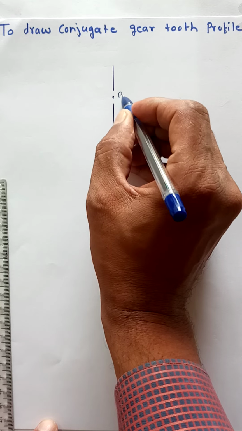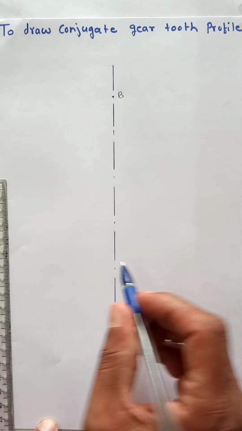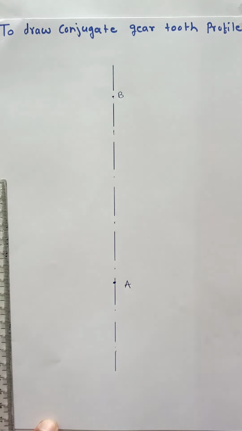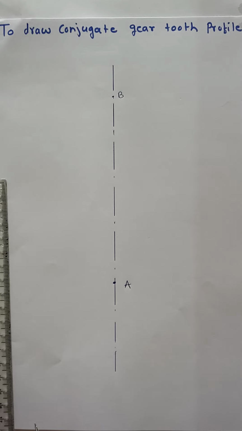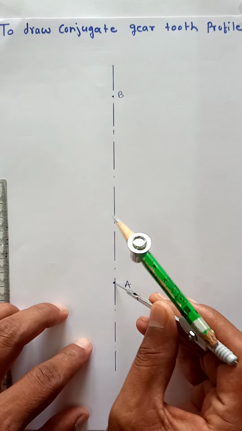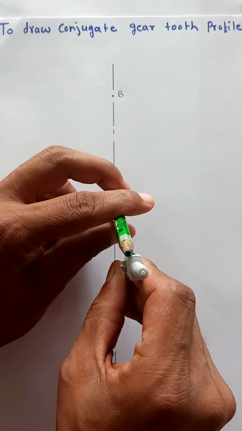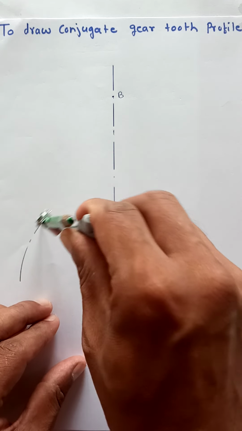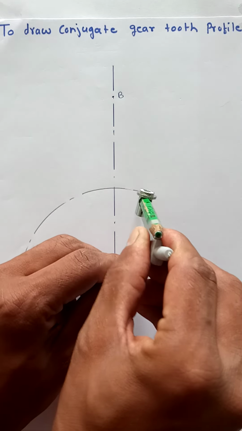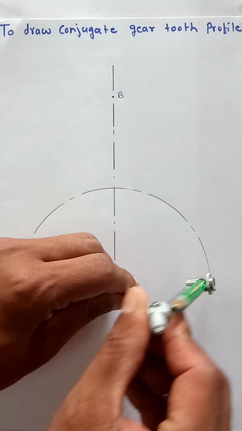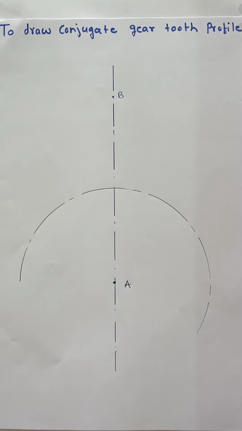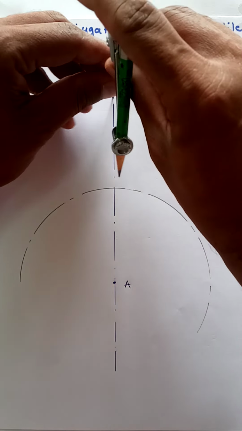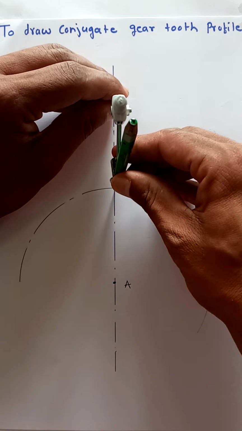Let us name the center of gear 2 as B and the center of gear 1 as A. Now the very first step is to draw the pitch circles of both the gears. Here I am drawing the pitch circle of gear 1, which is having center at A. So in the first step you will draw the pitch circle for both the gears. This is pitch circle 1 for gear 1 having center at A.